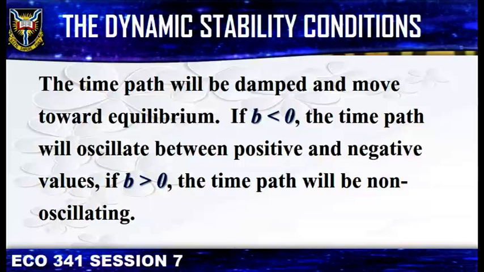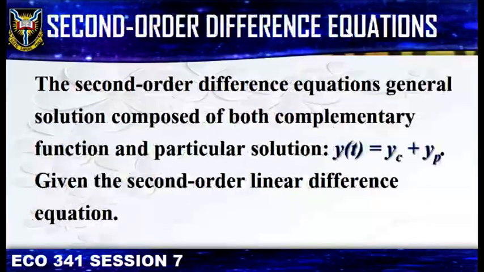Exercise. A. Solve the difference equation given below. B. Check your answer using t is equal to 0 and t is equal to 1. And C. Comment on the nature of the time path. yt is equal to 6yt minus 1. 5yt plus 2yt minus 1 minus 140 is equal to 0. y0 is equal to 30.